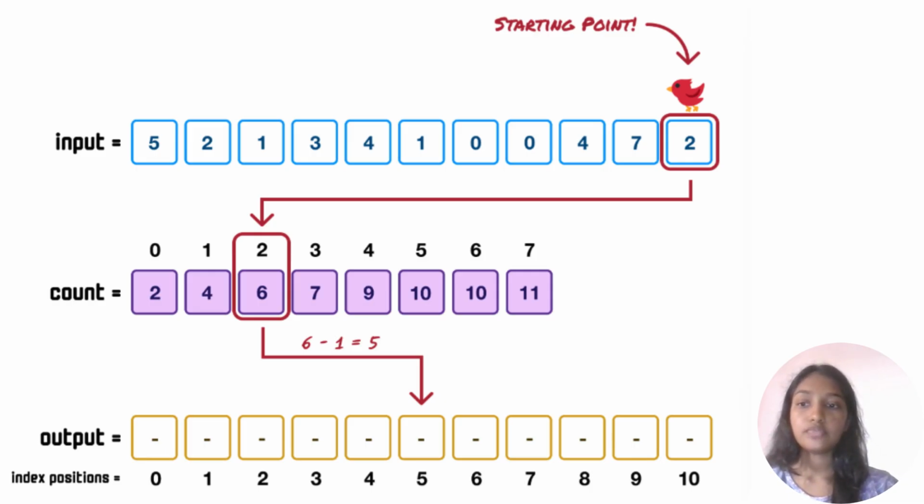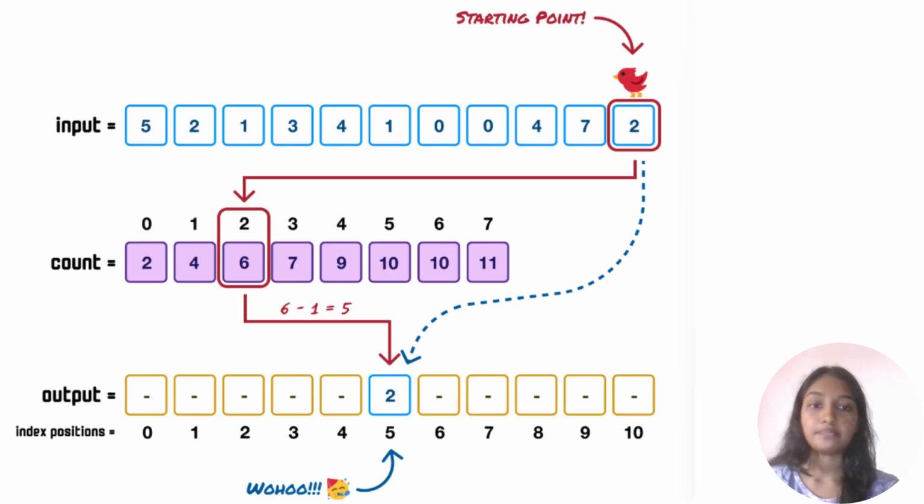So now that we have found the sorted position our 2 value will be in, we can go ahead and place it in our output array like there. So we found our exact position for number 2.